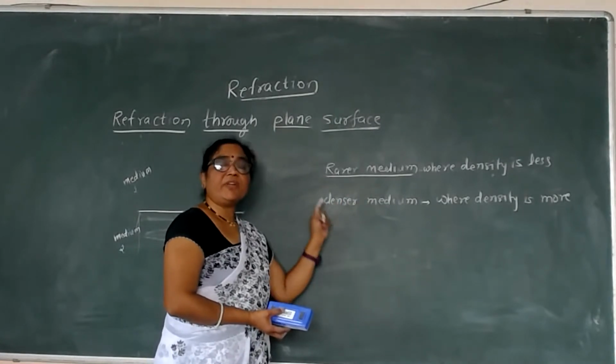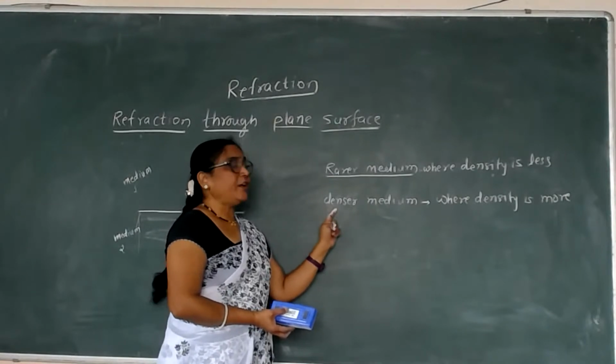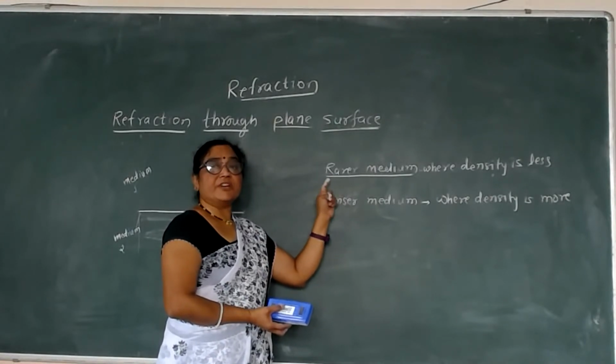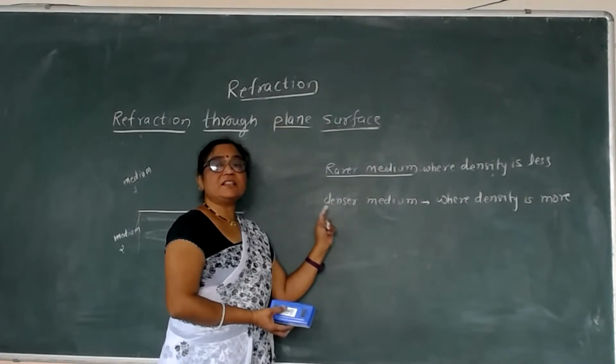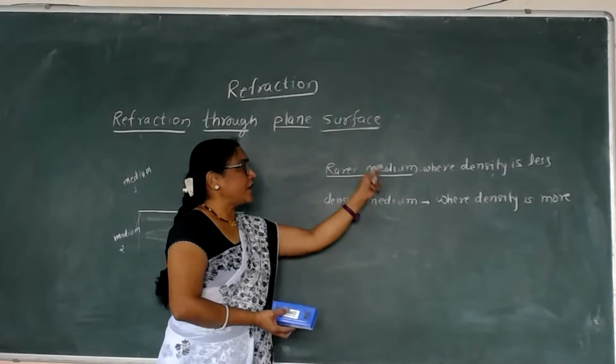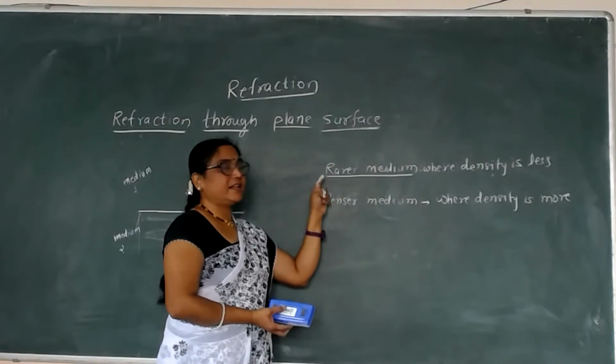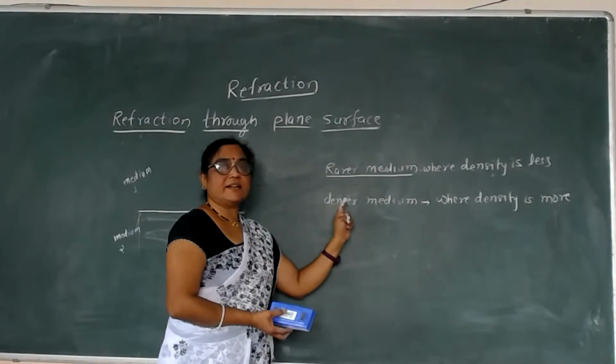So when we compare two media, we consider as rarer the one in which the velocity of light is more, and the one in which the velocity of light is less is known as a denser medium. So the less dense is rarer and the more dense is denser.